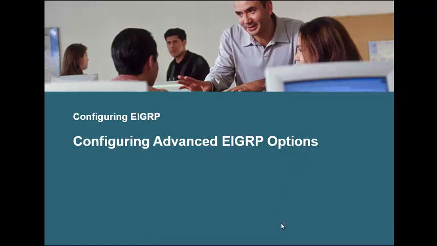Right. Configuring advanced EIGRP options. This protocol, EIGRP, can be much more scalable if we follow some good practices like summarization. That is a good practice. When we do summarization, what happens? The number of updates that will be flooded can be reduced.